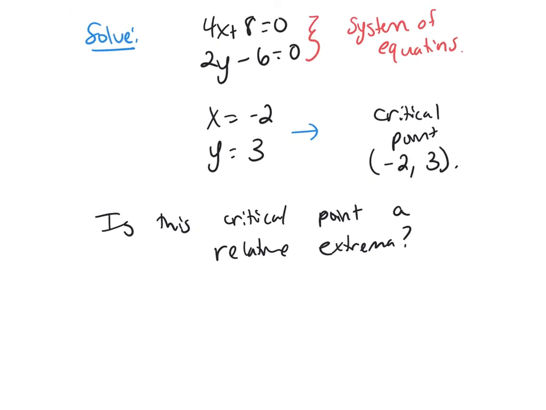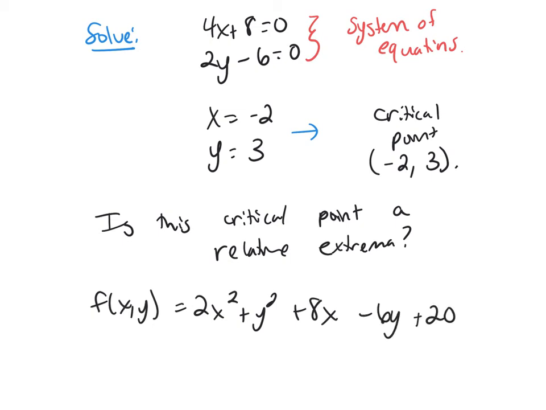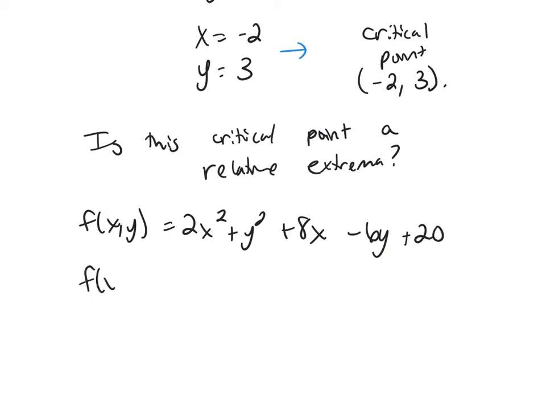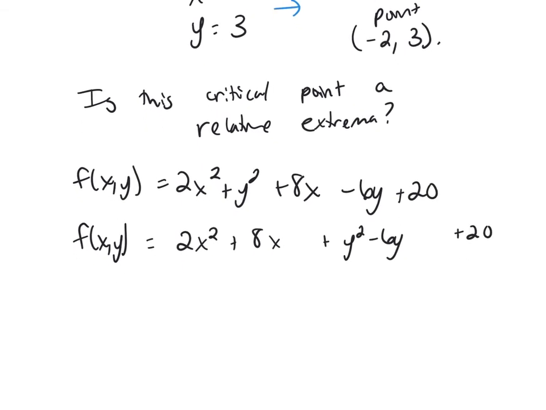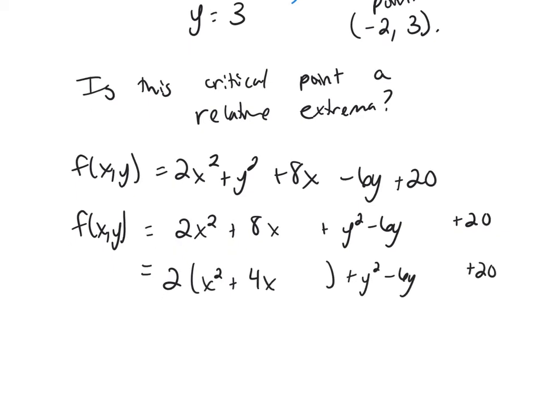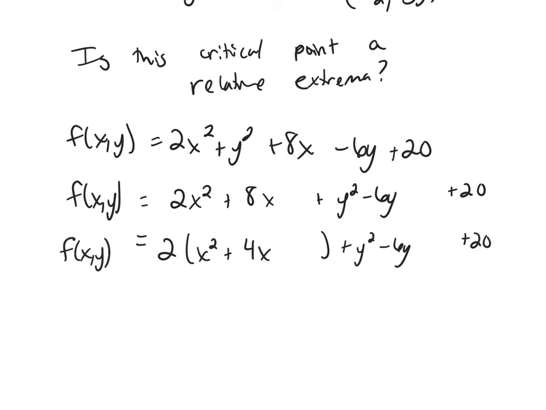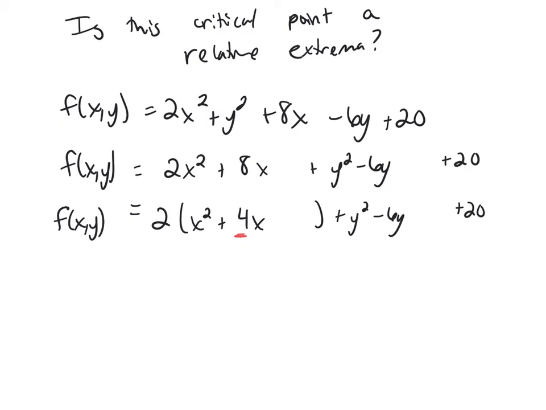Well, to answer that question, we need to look back at our function. It was 2x squared plus y squared plus 8x minus 6y plus 20. And what we're going to do is rewrite our function. We're going to complete the square here. So I'm going to group up my x terms, group up my y terms, and I'm going to factor out a 2 here. Okay, now I'm going to start completing the square. So if I take half of 4, 2, square it is 4. So I'm going to put in a plus 4 here.